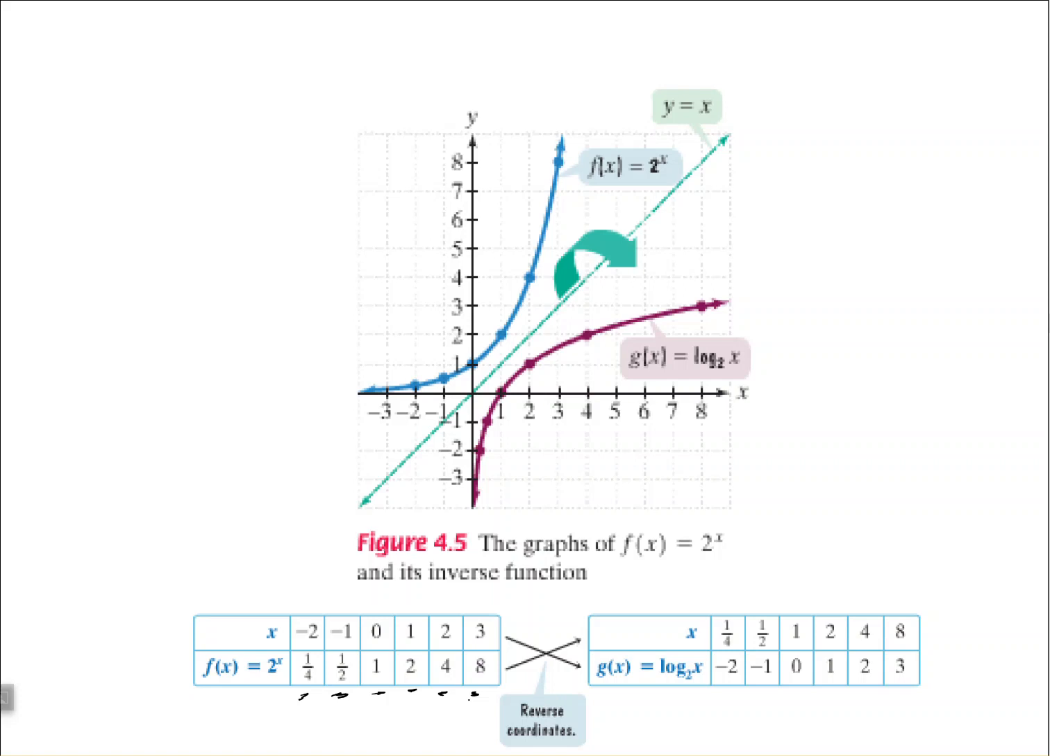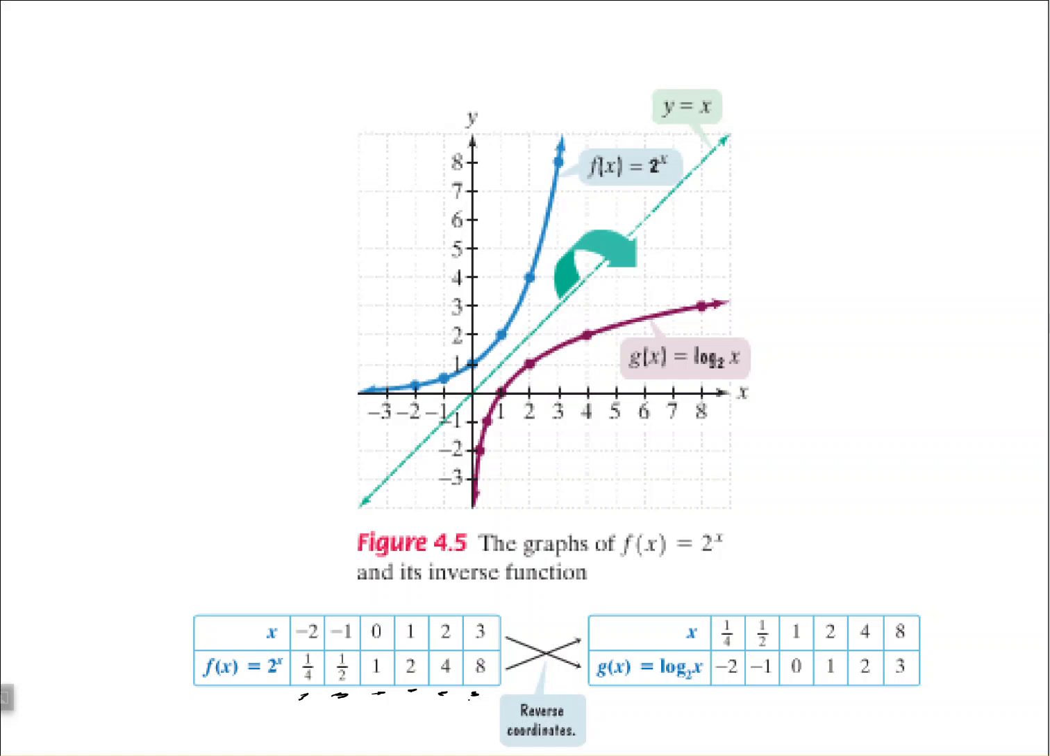Our domain, remember, runs along the x-axis. See how far the graph extends from left to right along the x-axis. So our domain would go from 0 to positive infinity. Range, remember, means from bottom to top. Our range for that logarithmic function would be from negative infinity to positive infinity.